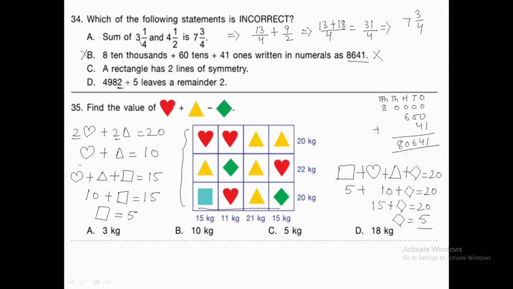Now the question is asking us to find the value of heart plus triangle minus diamond. So heart plus triangle is equal to 10, and the value of diamond is 5. When we do this, 10 minus 5 is 5 only. So we are getting 5 kg. That is option number C, which is 5 kg. Understood?